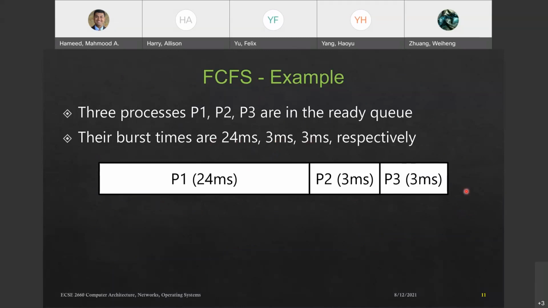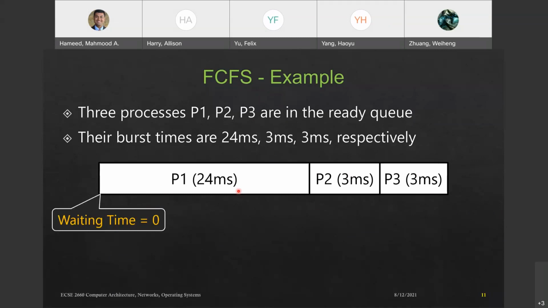So P1, P2, P3 are asking for the CPU resource continuously for 24 milliseconds to complete, 3 milliseconds to complete, 3 milliseconds to complete. Because of the first come, first serve nature, P1 will get the CPU first. It'll use it, so waiting time is 0, right? For P1, as soon as it came to the ready queue, it asked for the CPU, it got the CPU.